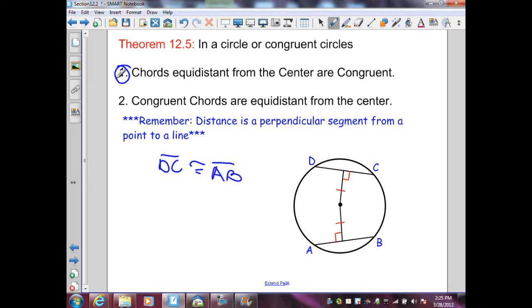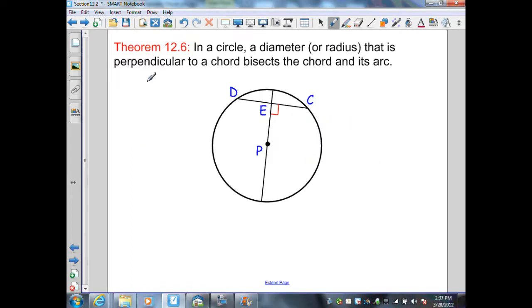Part 2 is the converse of number 1. I know that if chords are congruent, therefore if I knew that DC is congruent to AB, then those chords must be equidistant from the center. Now that I know that these two chords are congruent, I could reference theorem 12.4 and find arcs to be congruent and also central angles related to these chords to be congruent. The next three theorems relate back to theorem 12.5.